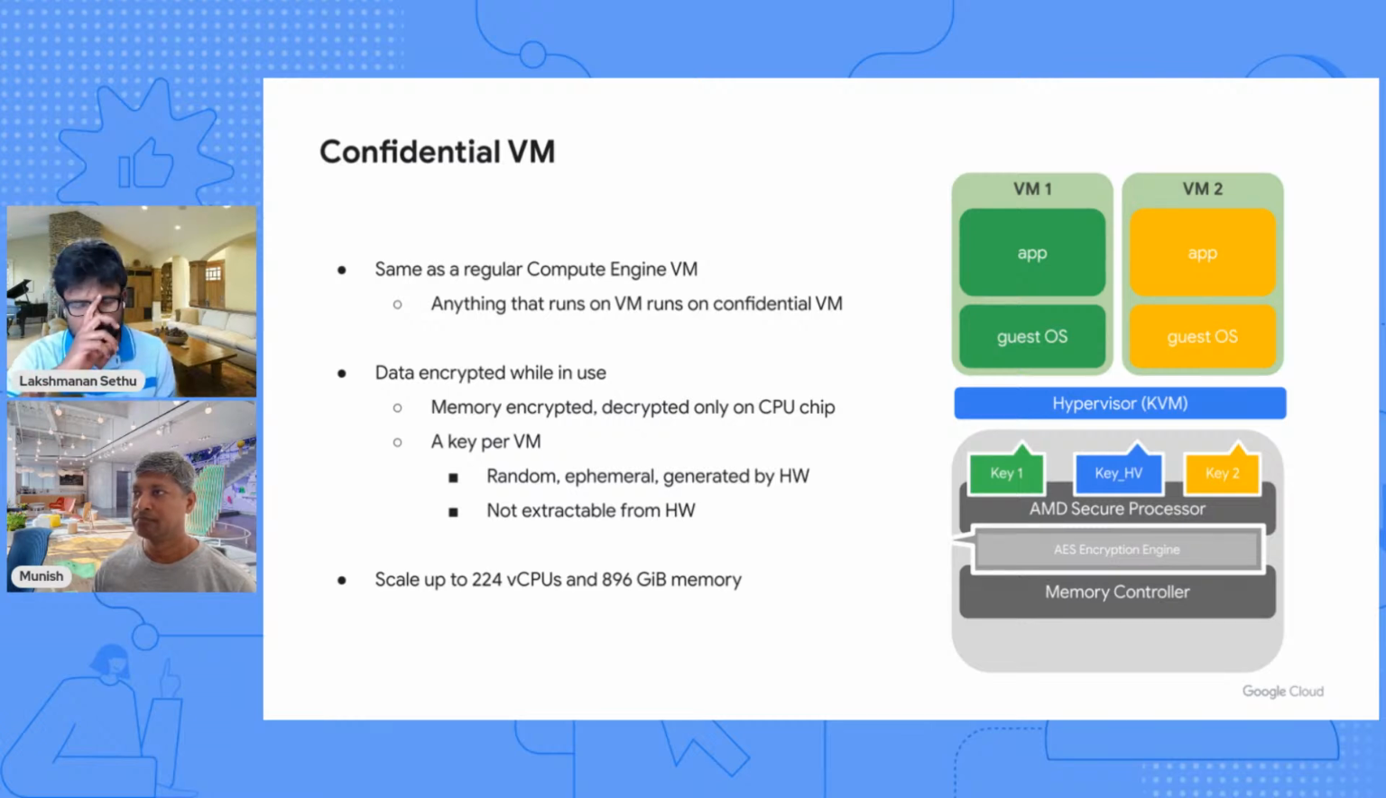We have some configurations too. It scales up to 224 CPUs and 896 GB of memory. Any questions around confidential VM?